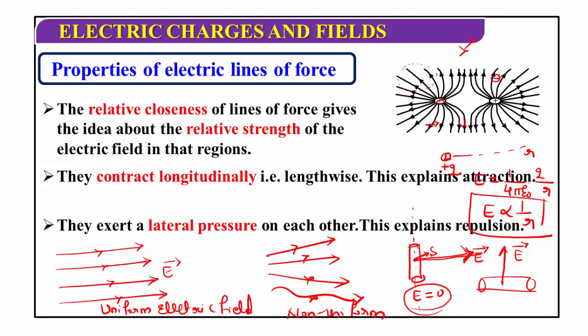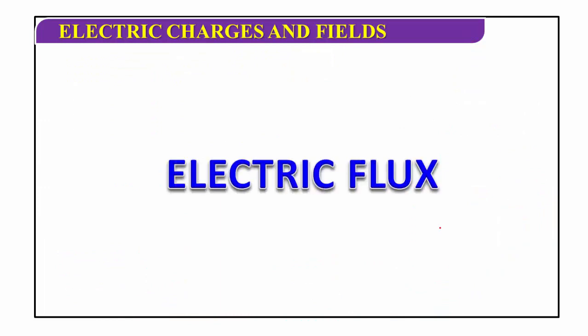That is called electric flux. The number of electric field lines passing through the given surface. Here I considered S as the surface. The number of electric field lines passing normal through the given surface, that is called electric flux. Now we will see that concept, that is electric flux.